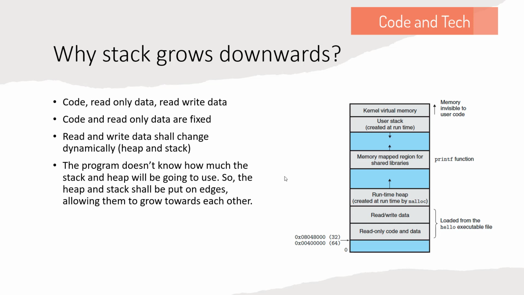On the right-hand side you can see a small memory map of an embedded application. At the bottom you can see the read-only code, then read-write data and the runtime heap. And here there is an arrow upward. The heap is going upward, and at the same time the stack section is going downward. So why is the stack going downward?